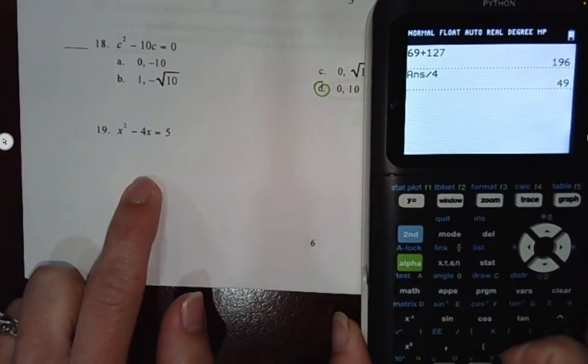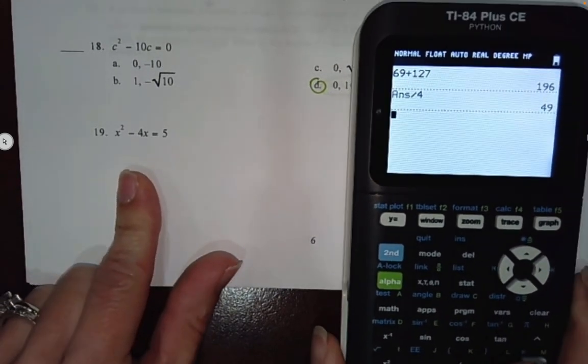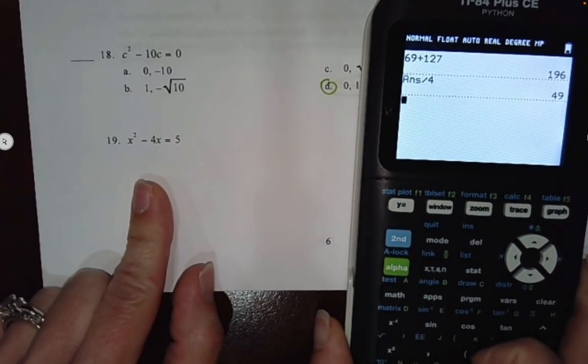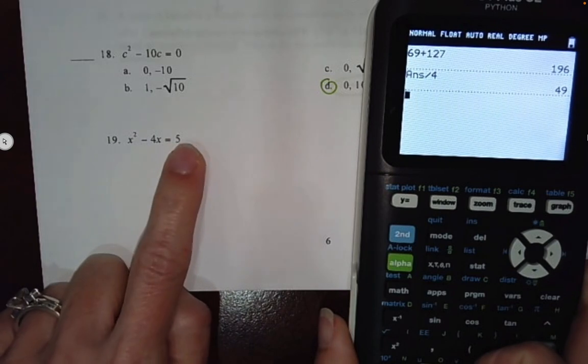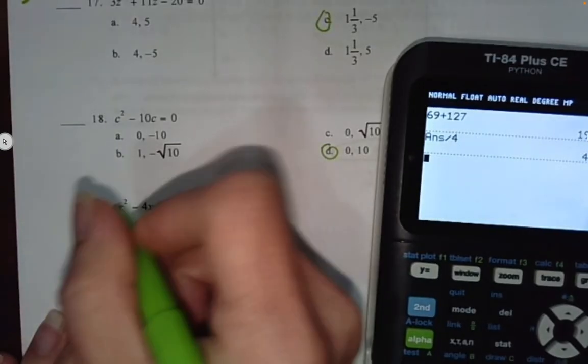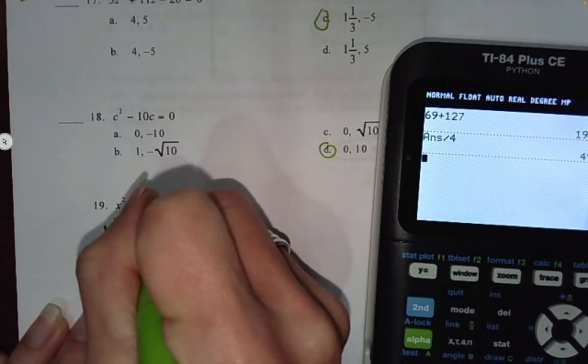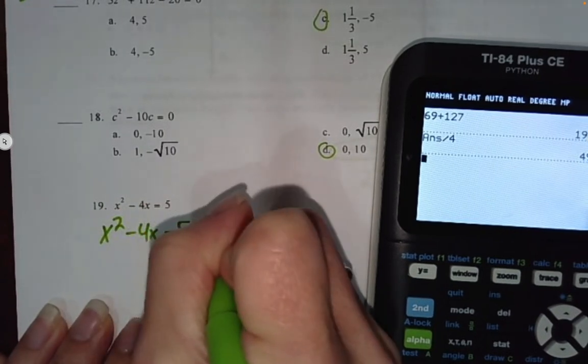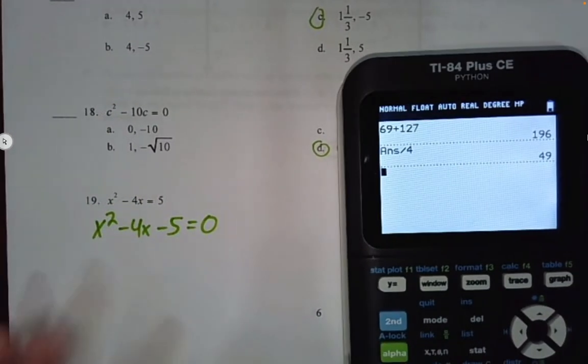Now number 19. What's wrong with this one? If I'm trying to find all these zeros, what does it have to be equal to? 0. What's over here, though? A 5. So I need to move it. So I have x squared minus 4x minus 5 equals 0. Now I'm good to go, which you can factor or graph. Either way is fine.